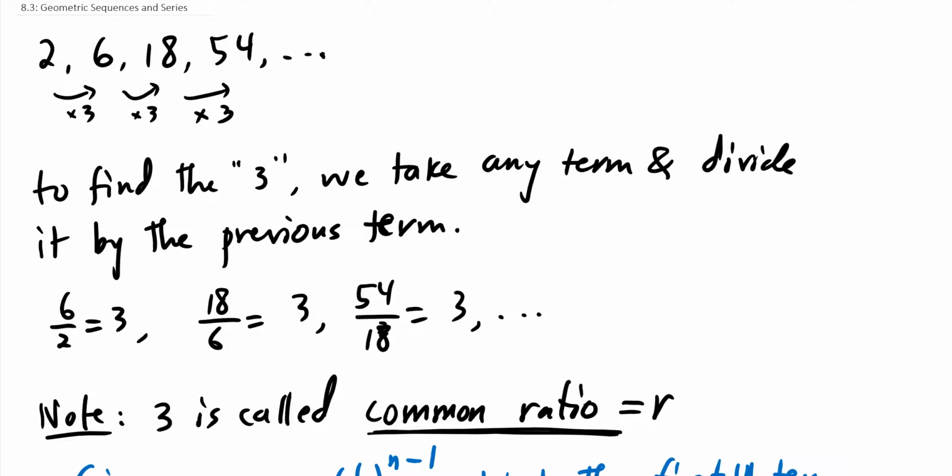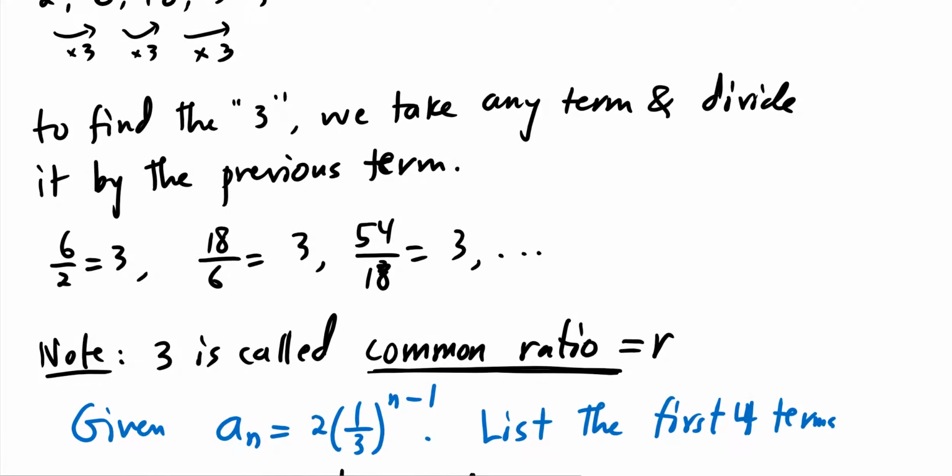Okay, now let's look at a very quick example. a sub n is given as 2 times 1/3 to the n minus 1. List the first 4 terms of the sequence. So how are we going to list down the first 4 terms? Always, if n is not specified, it means we start at n equals 1. If it is specified, then we just follow whatever specifications we have.